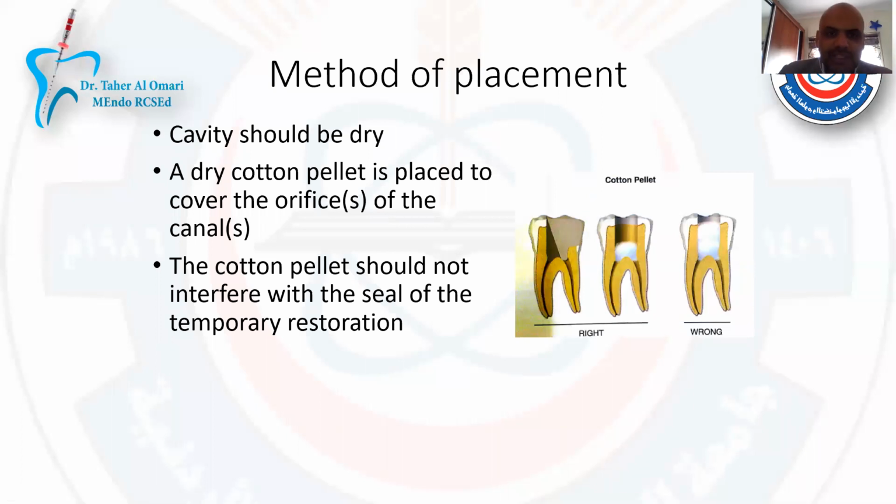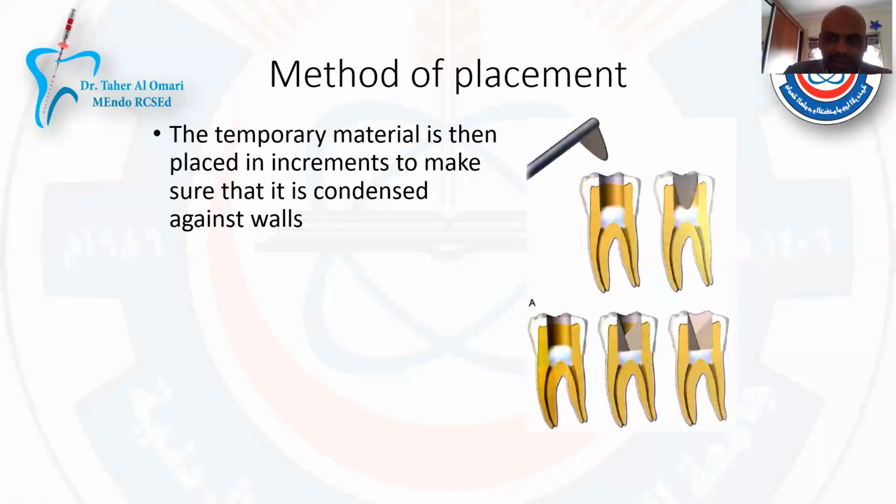For the method of placement, the cavity should be dry. So after we place calcium hydroxide, we place a cotton roll to prevent the material from going inside. And the cotton roll should only cover the orifices of the canal. And then we start placing the temporary material exactly the same way we place composites, in layers. So we should not use one shot because we will have spaces. We use layers after we place a small amount of cotton.